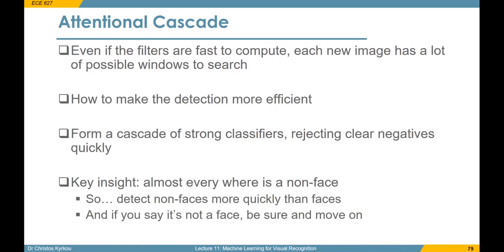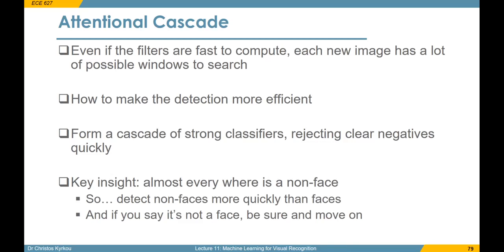However, even if these filters are fast to compute using the integral image, still a large image has a lot of small windows and a lot of scales that we have to search. So how can we make this whole process faster? What they also suggested was to form what is called an attentional cascade.